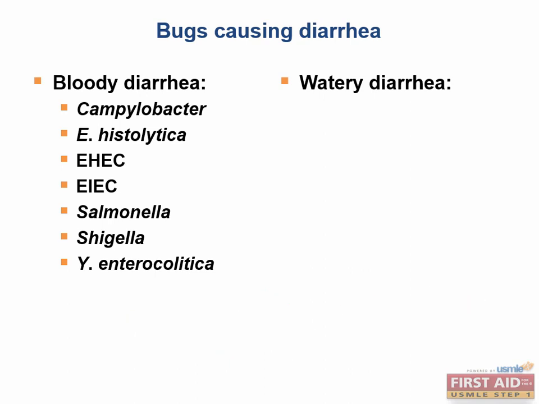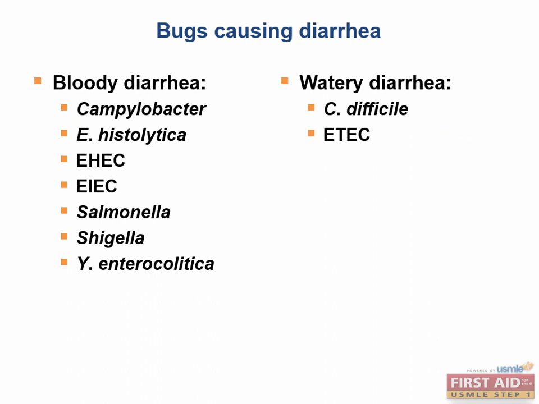Now let's move on to the watery diarrheas. The first bug on the list is Clostridium difficile. This can actually cause both watery and bloody diarrheas, just to make our life confusing. But when do we see a C. diff infection? We commonly see C. diff infections in patients that are recently treated with antibiotics.